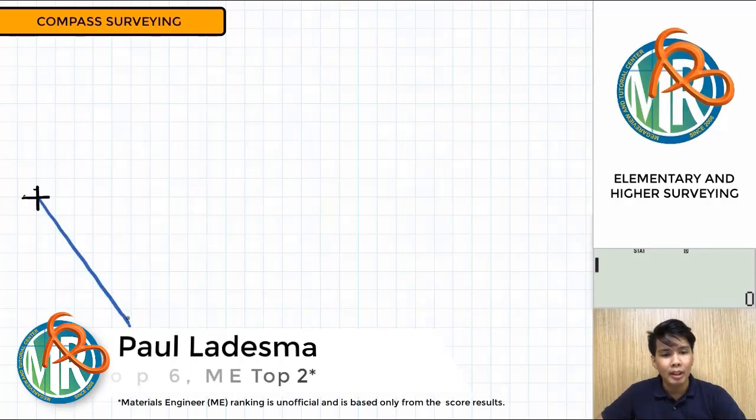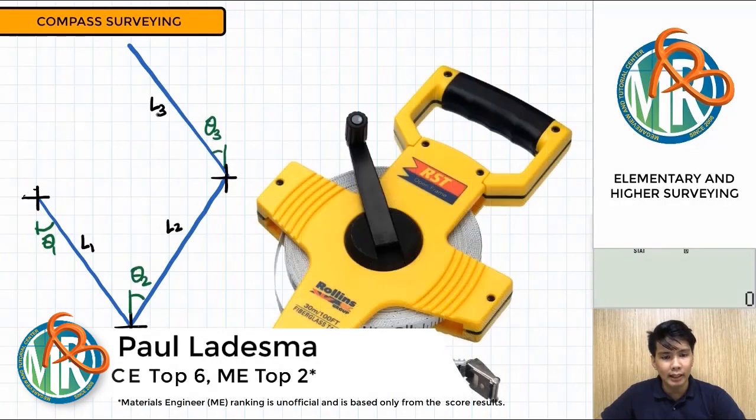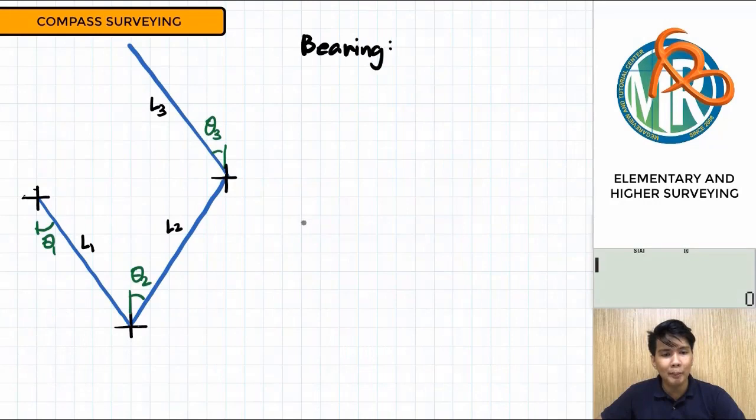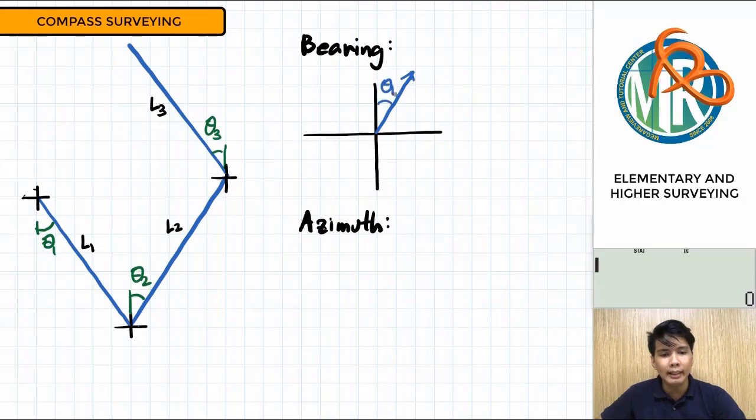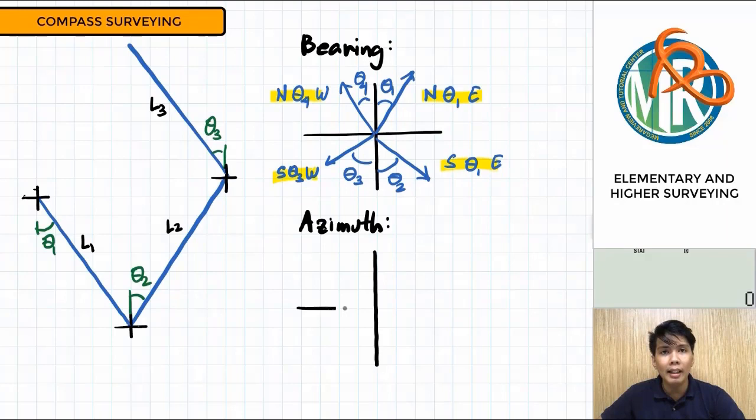Compass surveying. It is a type of surveying na gumagamit ng magnetic compass for the direction and then tape for the length. The angles can be measured by bearing or by azimuth. Bearings are angles less than 90 degrees within a quadrant, which is defined by cardinal directions. Ito ang cardinal directions: north, south, east, west. Azimuth, on the other hand, is an angle between 0 degrees to 360 degrees, measured clockwise from the south.